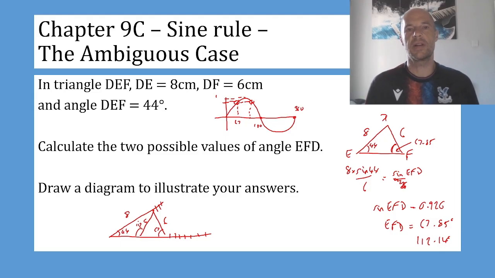So be careful when you're calculating angles using trigonometry, because you get your primary solution from your calculator, but you should always consider that there could be another value, which is 180 minus that primary value.